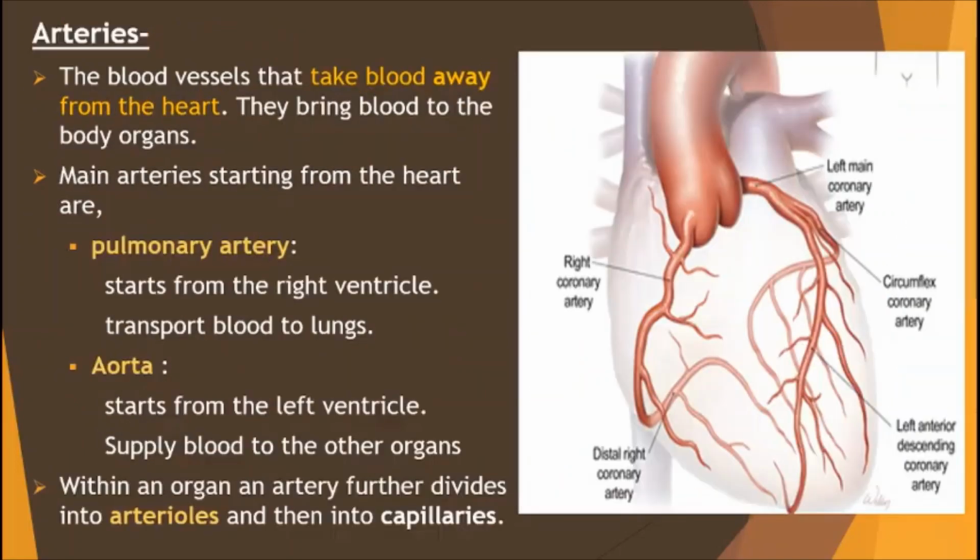The blood vessels that take blood away from the heart are known as arteries. They bring blood to the body organs from the heart. Now you know there are two main arteries that start from the heart. They are the pulmonary artery and the aorta. The pulmonary artery starts from the right ventricle and transports blood from the heart to the lungs. The aorta starts from the left ventricle and supplies blood to the other organs of our body.